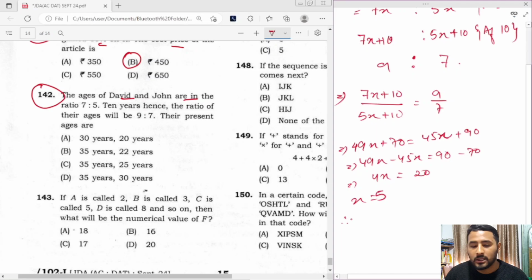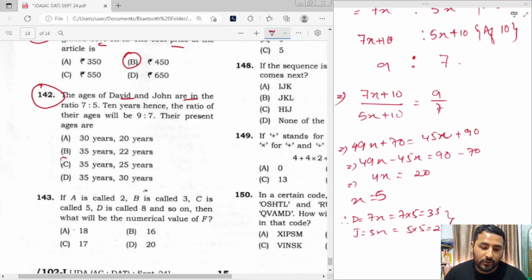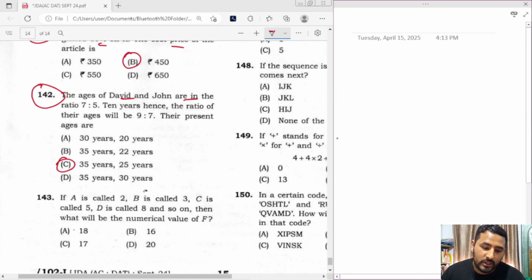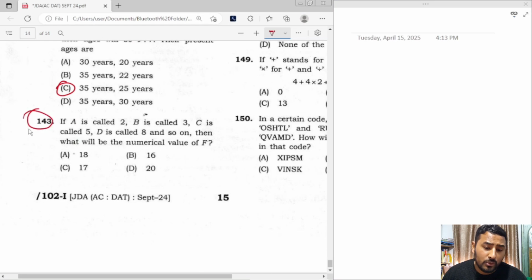So for David, David will be 7x, which means 7 into 5, which is equal to 35. And for John it is 5x, right? 5x means 5 into 5, which is equal to 25. So this will be the answer, 35 and 25 years. 142 is 35 and 25 years. Okay, let's go next. That is question number 143.